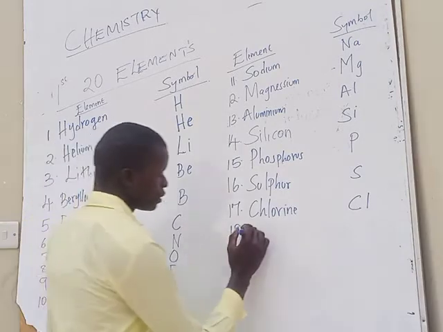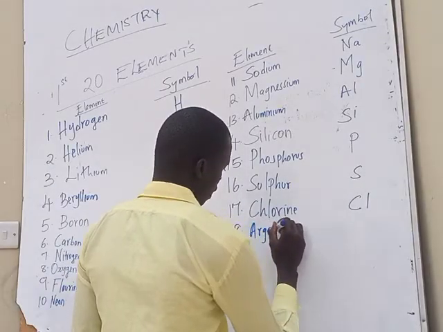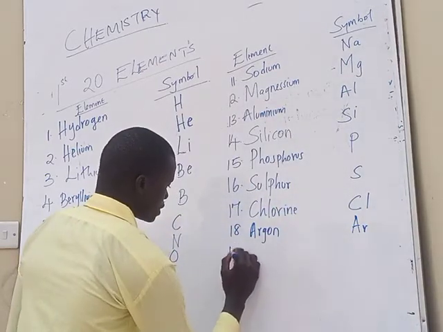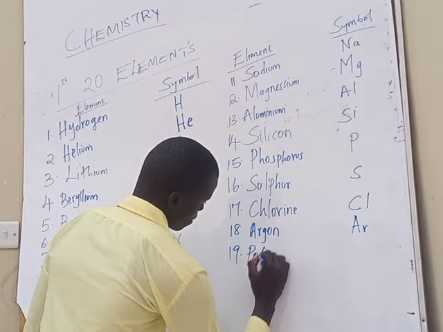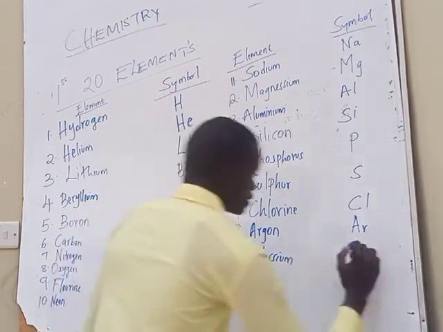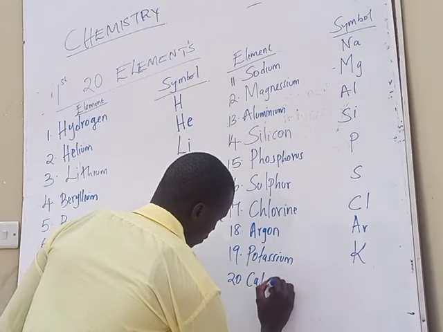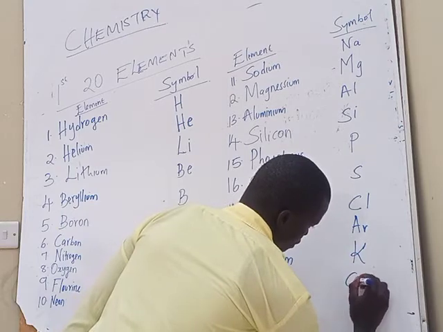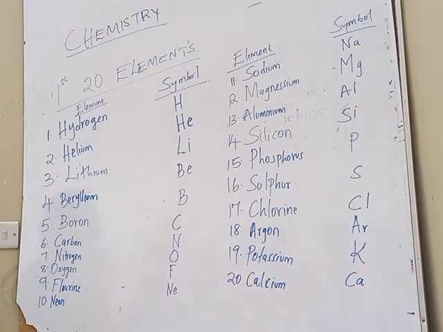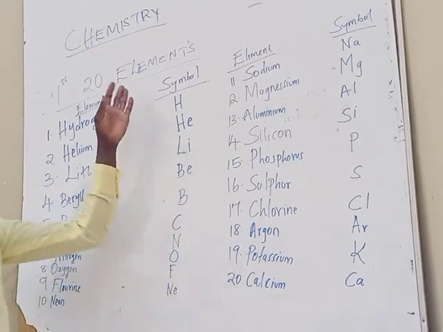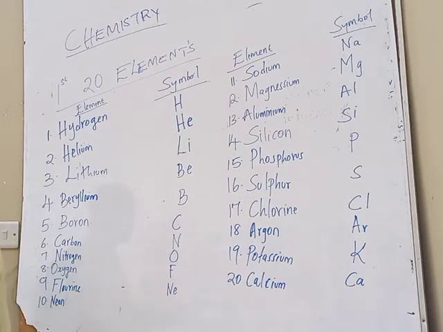18, we have argon. The symbol is Ar. Then 19, we have potassium. The symbol is K. Then number 20, calcium. The symbol is Ca. Those are the first 20 elements of the periodic table that we'll be tackling, writing their structures, and that will be examined.